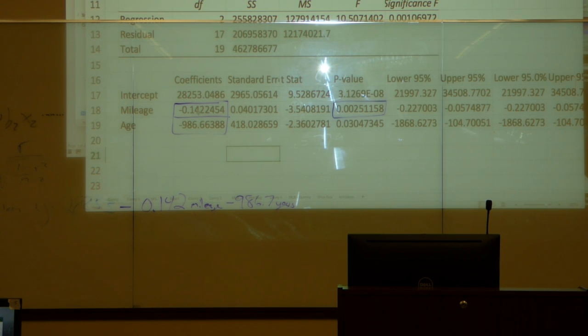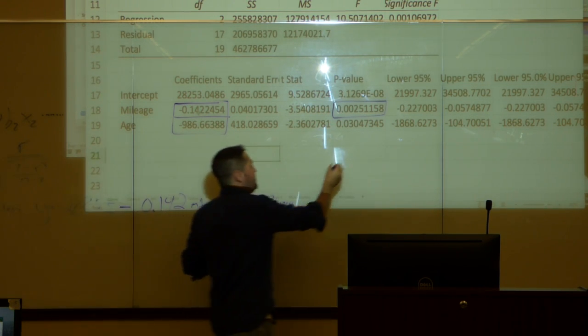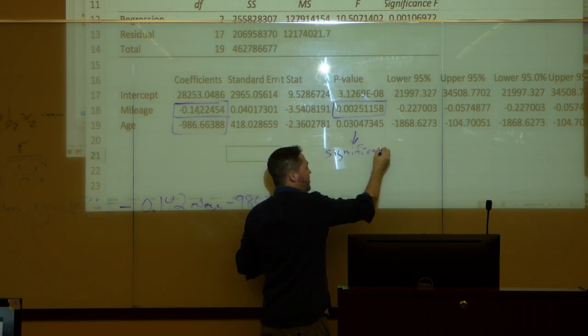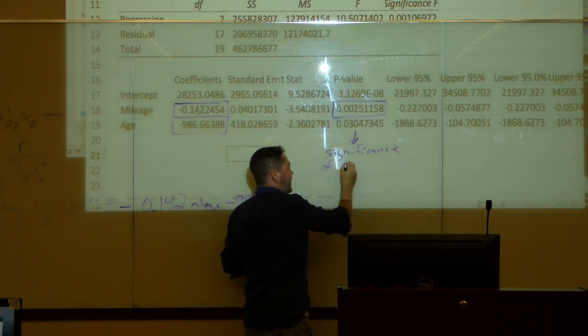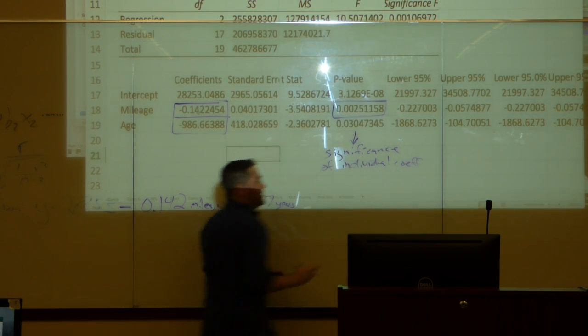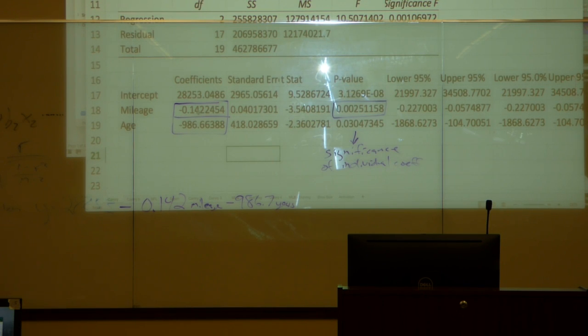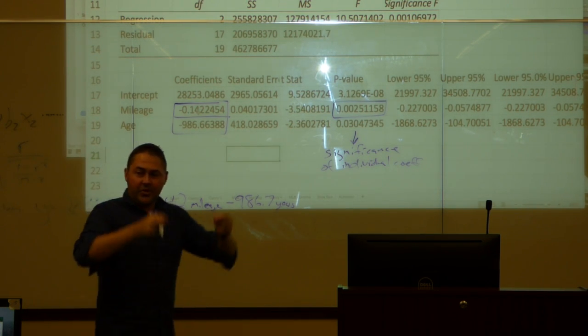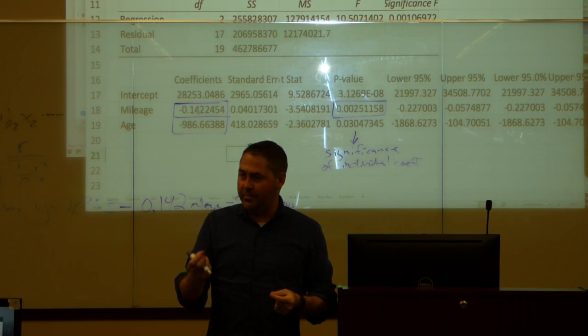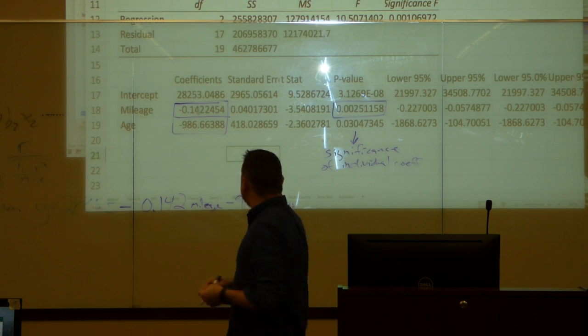The p-value right here is going to give us the significance, I like this purple, of individual coefficients. Okay? The smaller this p-value is, as we've done in hypothesis testing, the more significant that parameter is.